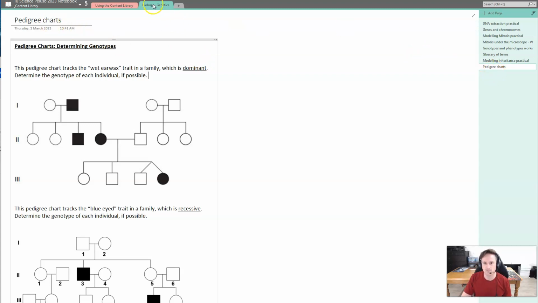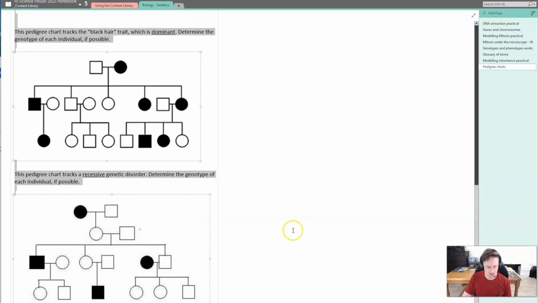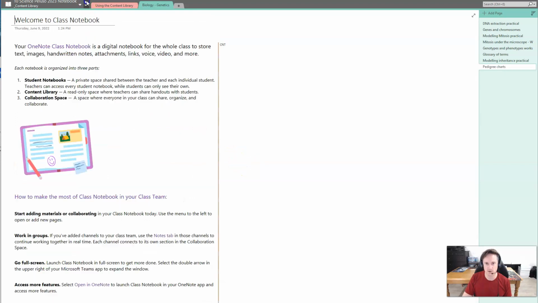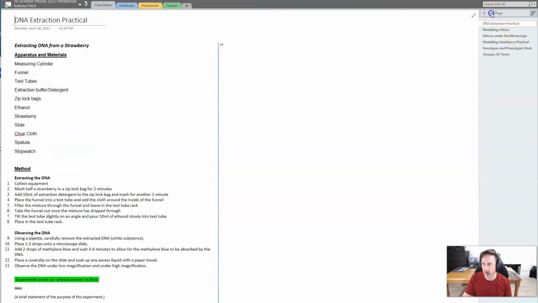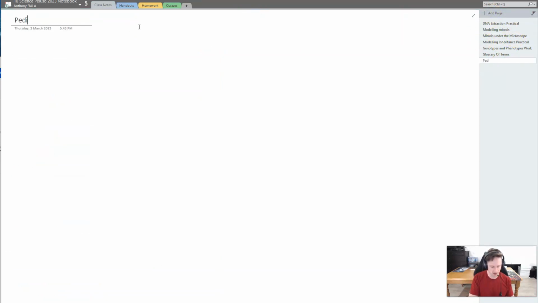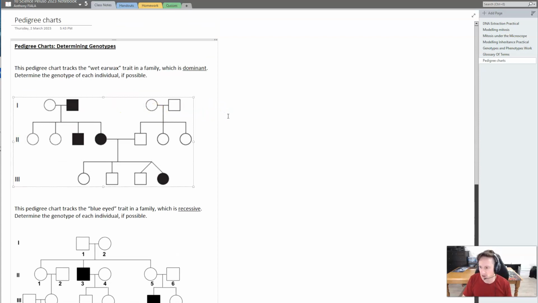So the first thing is for the content library. So you're in your notebook, and you're in biology and you're going down here to pedigree charts, you won't be able to write anything. You're going to have to put that on your student notebook. So what you're going to have to do is copy all of this, and you're going to have to go into your notebook. So I'm going to click Anthony just as the first person, and you're just going to have to add a new page and just call it pedigree charts. It automatically logs the date and stuff like that, and you chuck it in there, so you're essentially good to go.